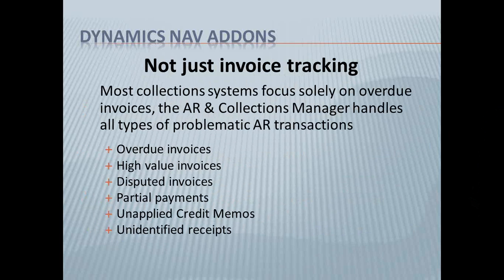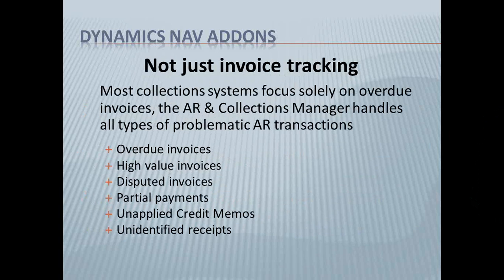Now, this tool is not just invoice tracking and following overdue invoices. What we actually call these is not overdue invoices, but rather exceptions. An exception is a transaction in NAV that does not go through the normal process of being generated, collected, or applied, and then closed out into history. It could be an overdue invoice. We treat high-value invoices differently than regular invoices. It could be a disputed invoice.